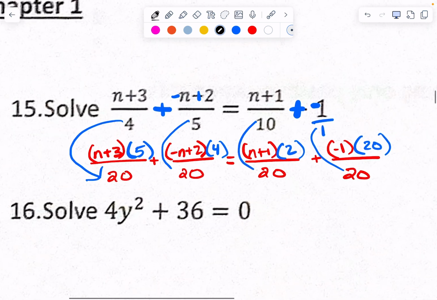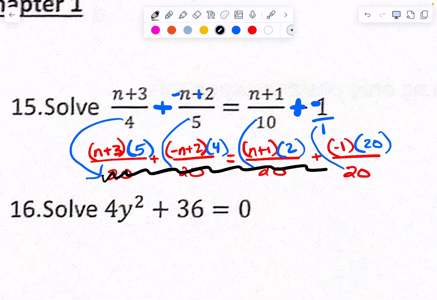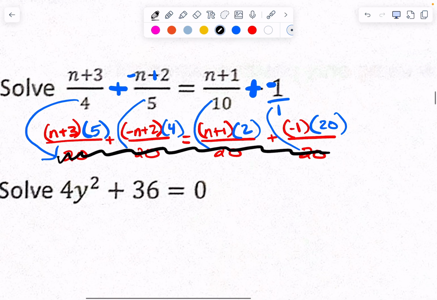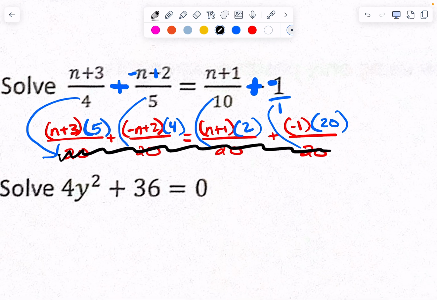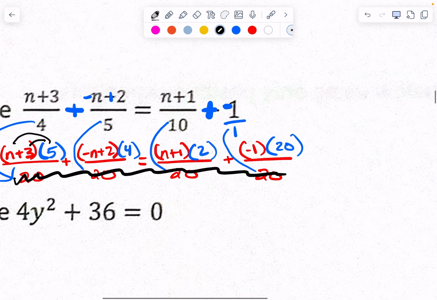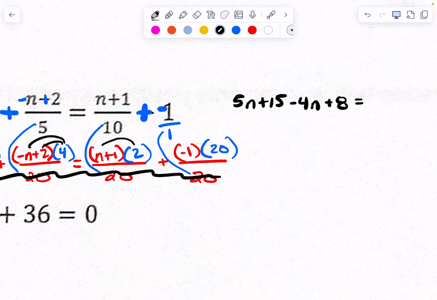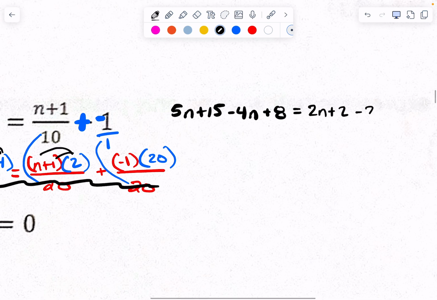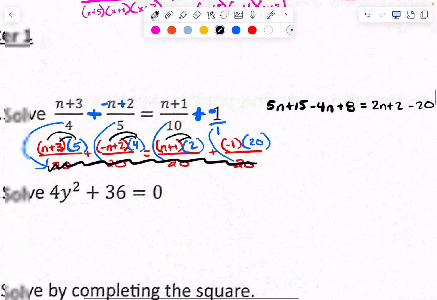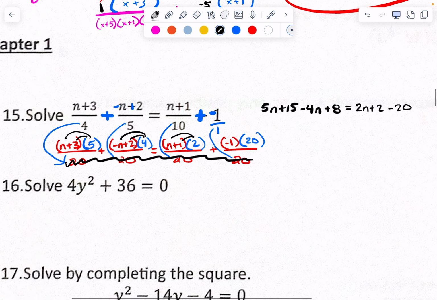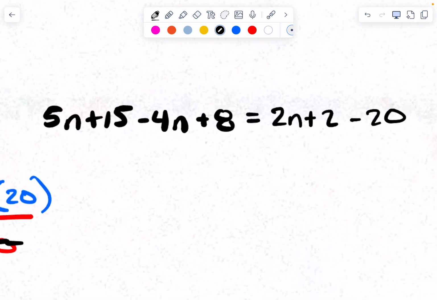I got a mess. I'm going to go ahead and cancel my bottoms now. Can I do that? But we need to distribute, right? 5 distributes through: 5n plus 15. Sounds good. 4 distributes to: minus 4n plus 8, because we flipped the signs, right? Equals. Distribute 2: 2n plus 2. Got it. Minus 20. Okay, are we doing good so far? Am I going too fast? You just throw the stop sign up.